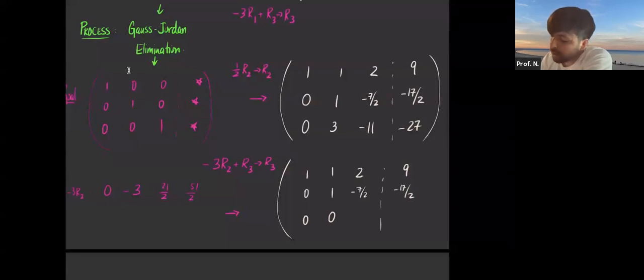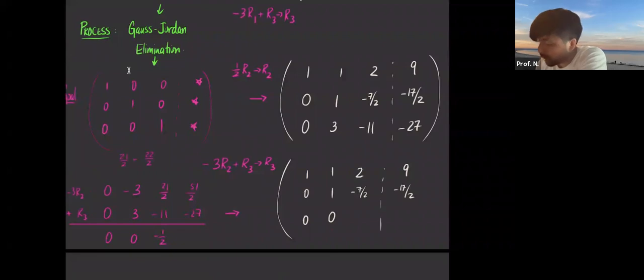And then the third row is what? R3 is 0, 3, negative 11, negative 27. And so when we add these together, we get our new numbers for row 3. We get 0, 0 as expected. And then we get 21 over 2 minus 11, which is the same thing as 22 over 2, and you get negative 1/2. That's my new number in the bottom entry here.